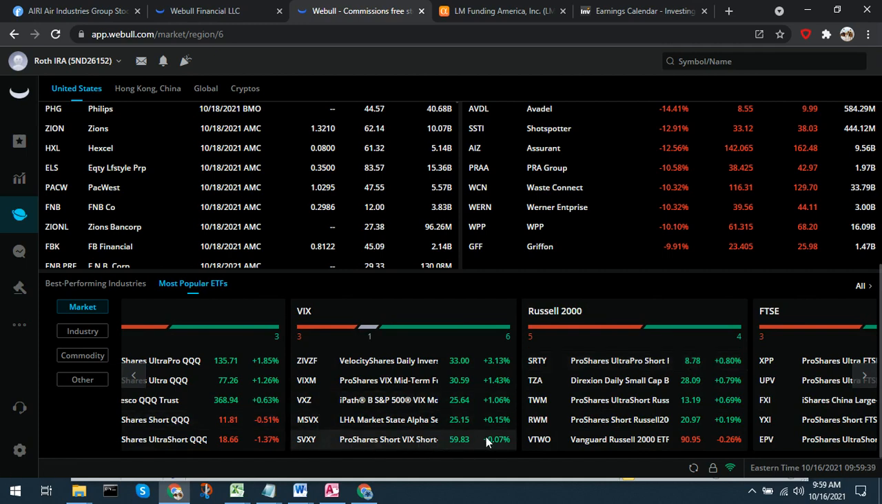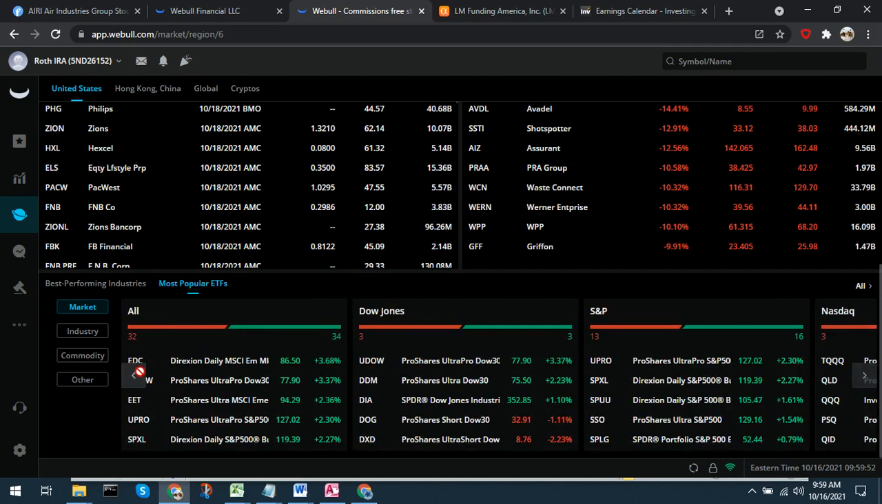They're shorting the VIX a little bit, so they're still pushing the VIX down. I don't see UVXY, so people don't think the VIX has bottomed yet. So again, this tells me some useful information.